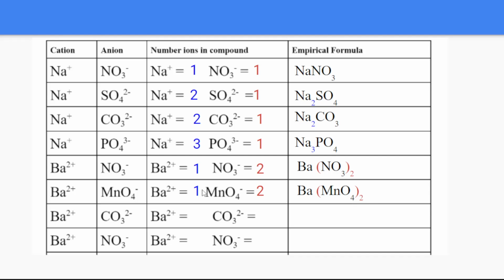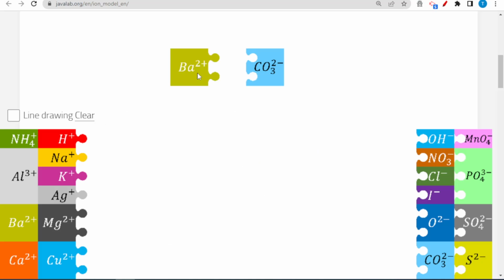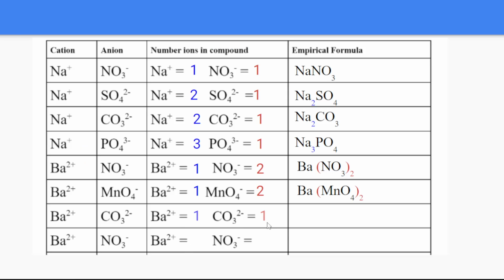Again, you have 1 barium, so just 1 Ba, and then 2 permanganate. We have barium and carbonate. 2 minus 2 is 0, so 1 barium, 1 carbonate. 1 barium and 1 carbonate, the formula is just BaCO3.